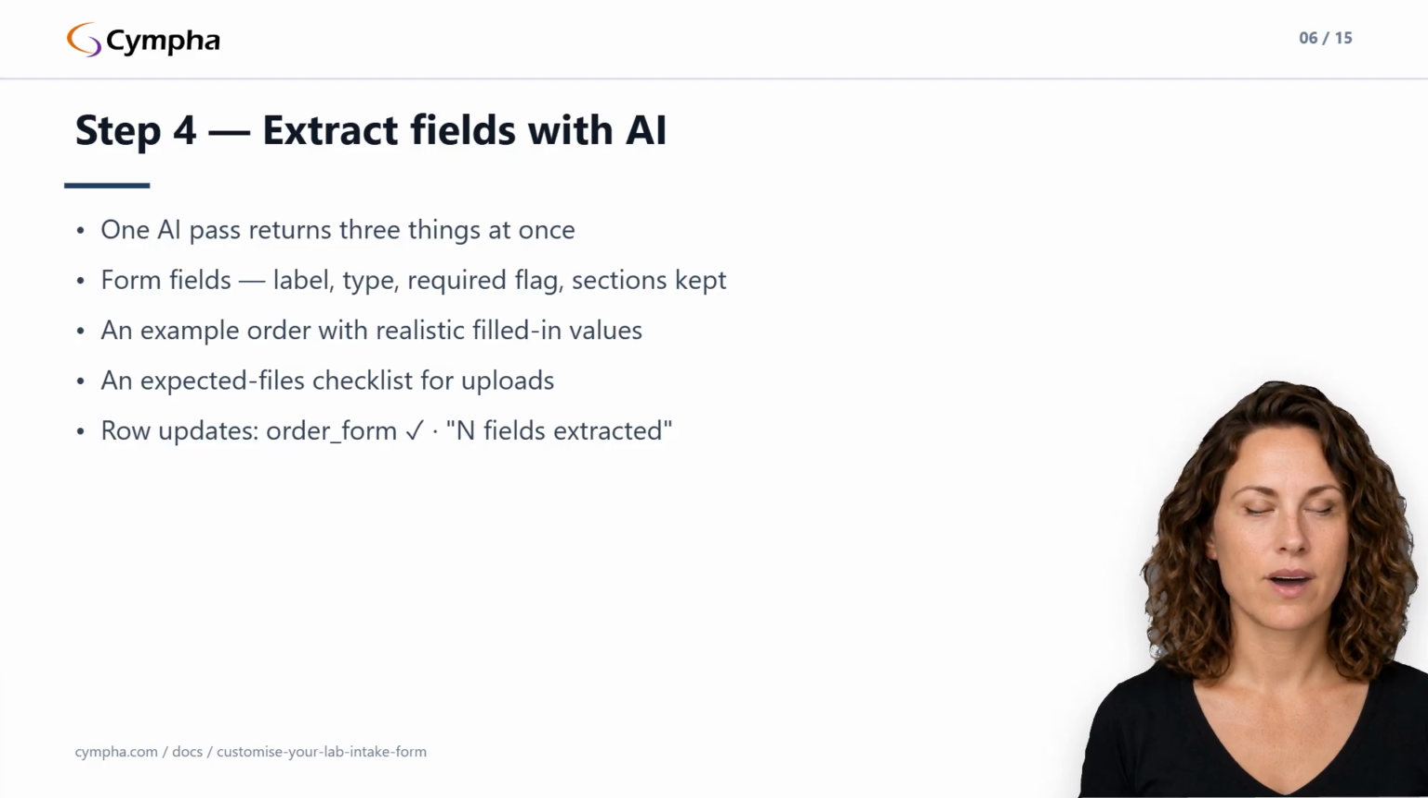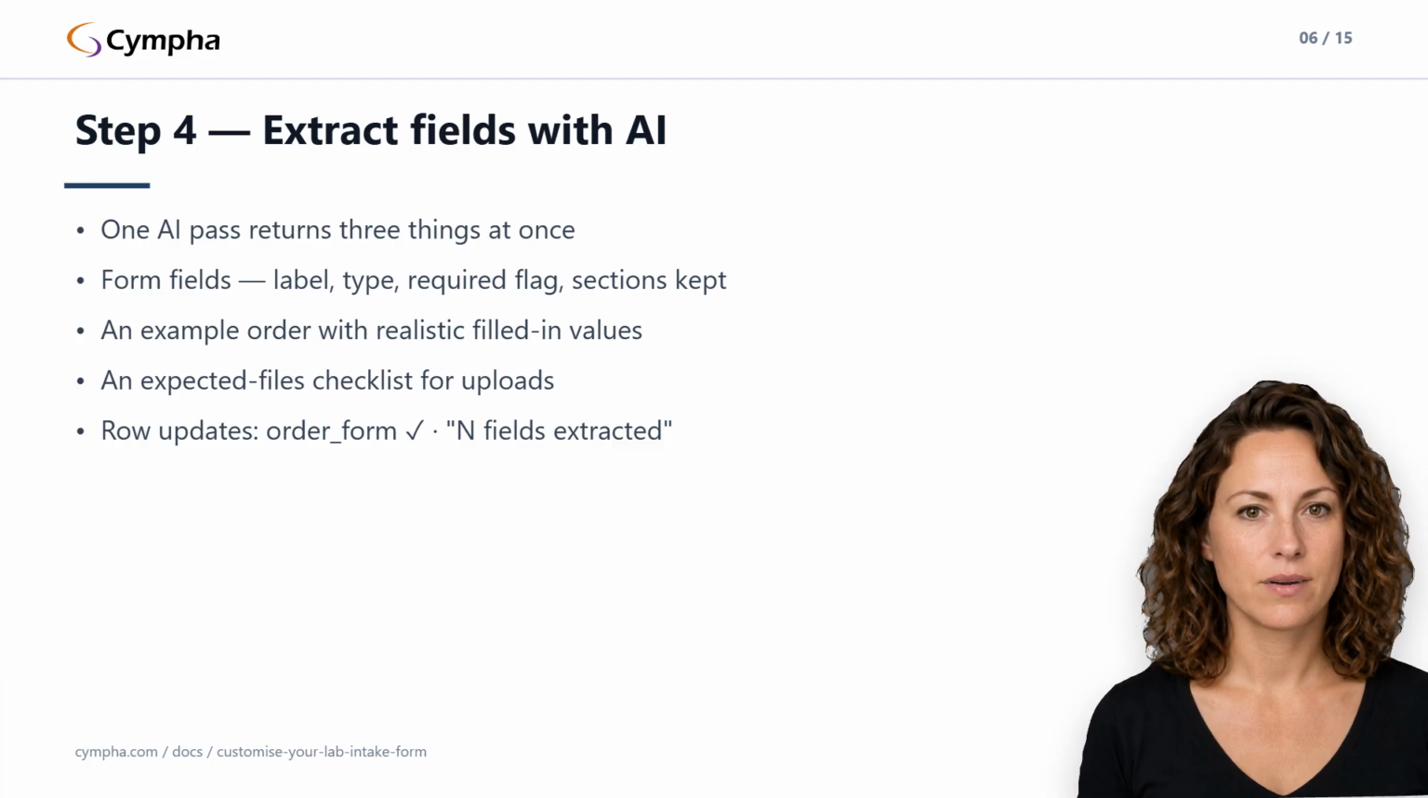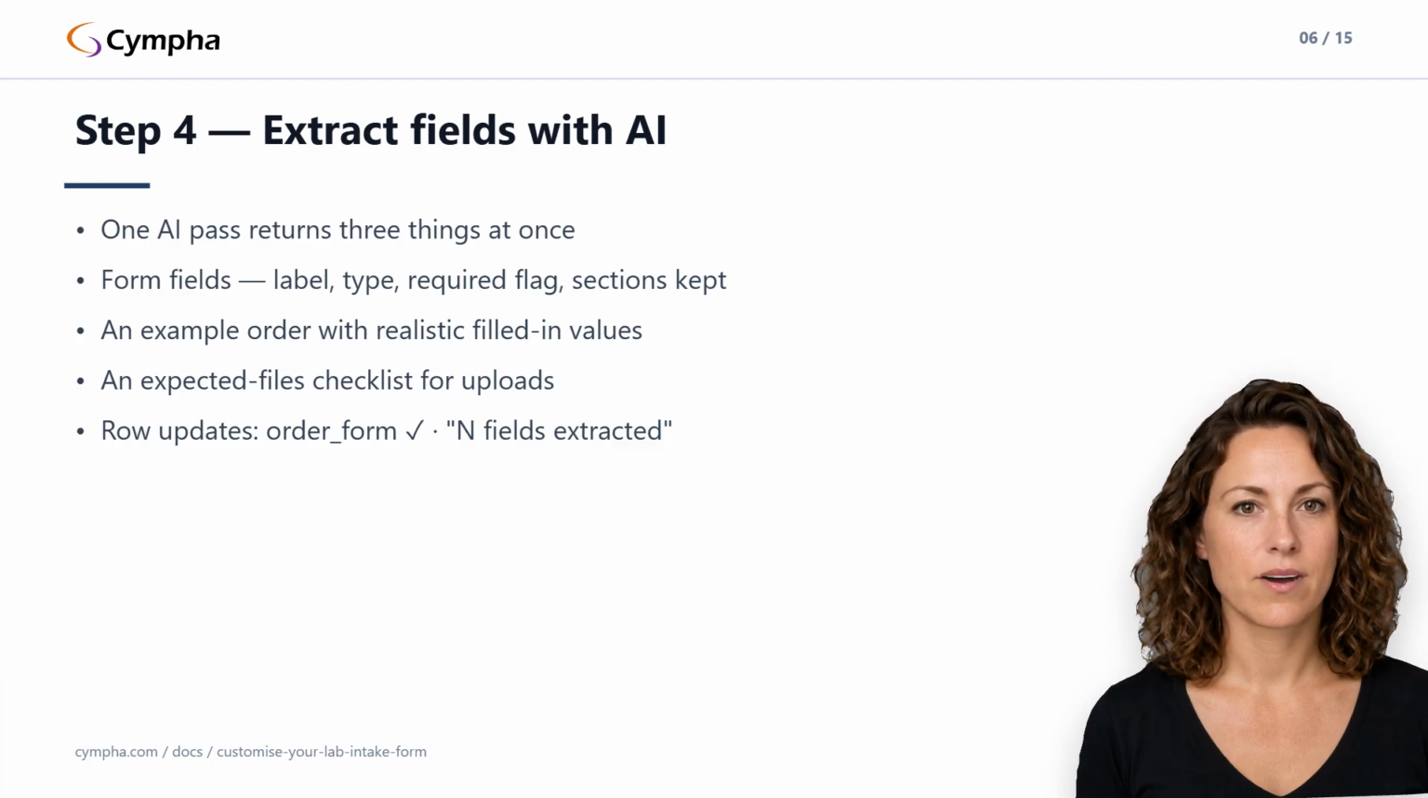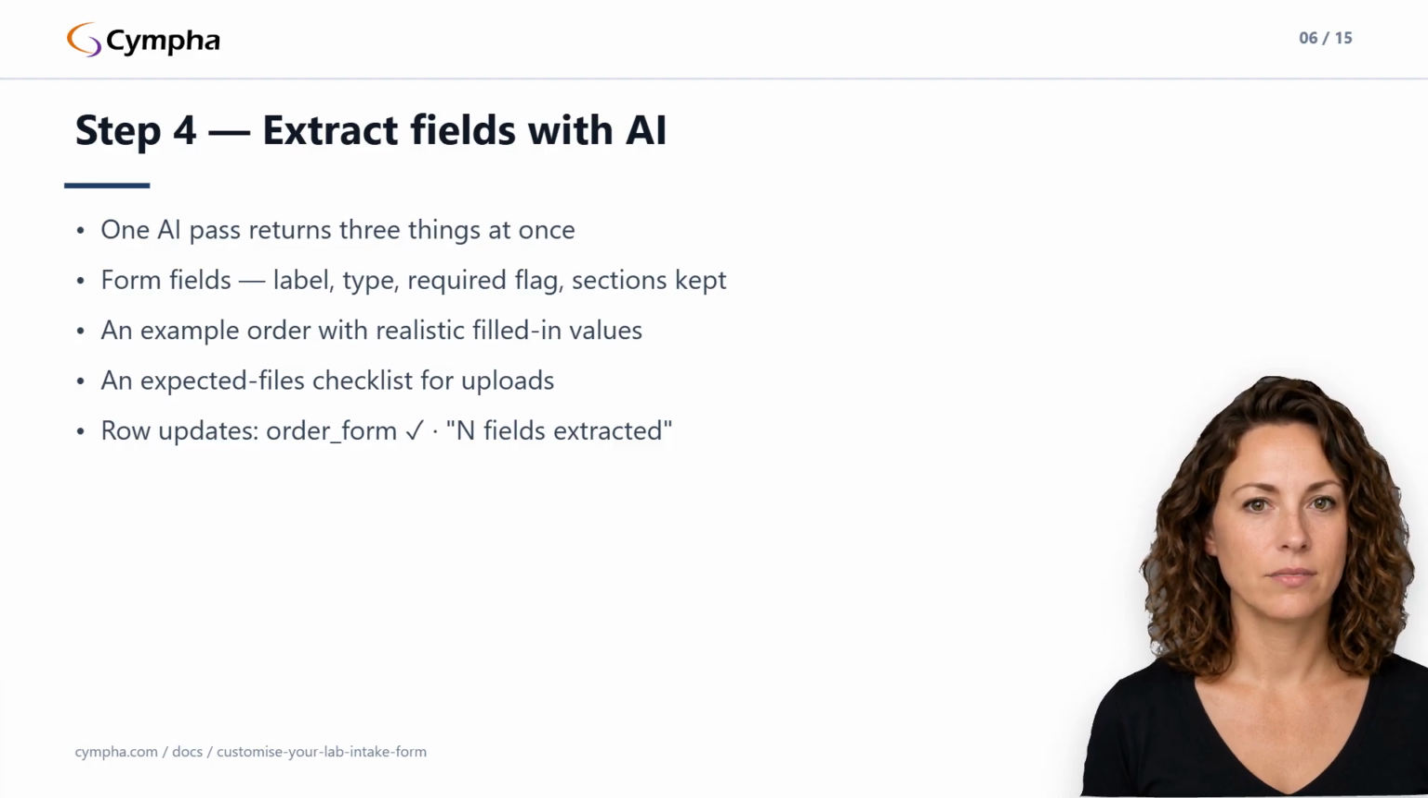Second, an example order, a populated sample showing what filled-in values look like, which appears as a reference block when a clinician submits. Third, an expected files checklist, the files your form implies the doctor should attach: upper arch scan, lower arch scan, bite registration, photos. Each becomes a row that ticks off as the clinician uploads a matching file.